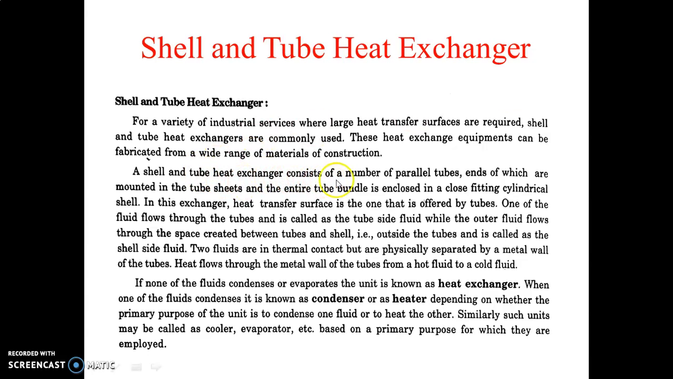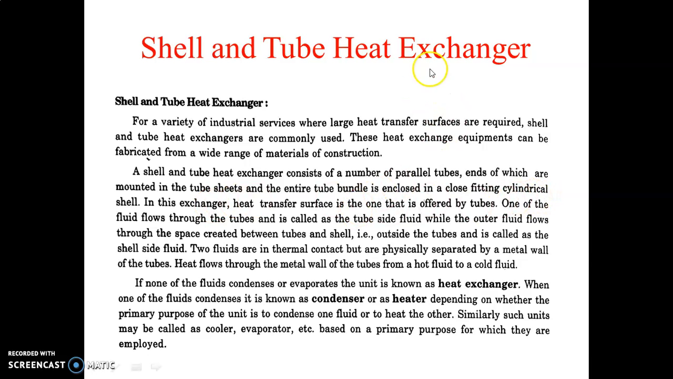A shell and tube heat exchanger consists of a number of parallel tubes. The ends of these tubes are mounted in a tube sheet. I will show the figure, then you will understand this. First we discuss only the construction and then we will explain. These tubes are expanded, or we can say mounted, in the tube sheet, and it is called a tube bundle. So there are a number of tubes enclosed in that sheet.